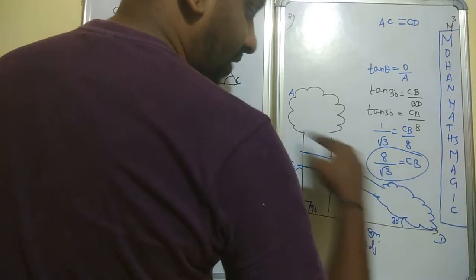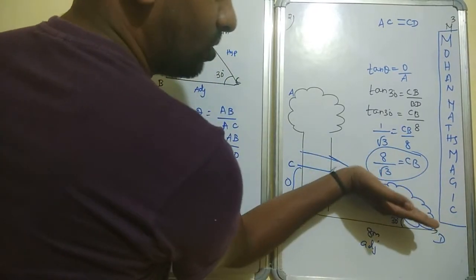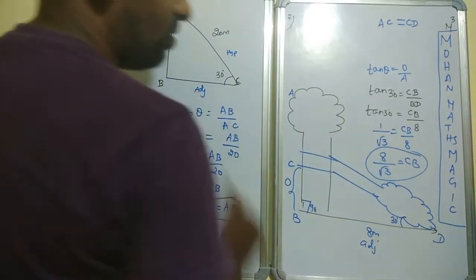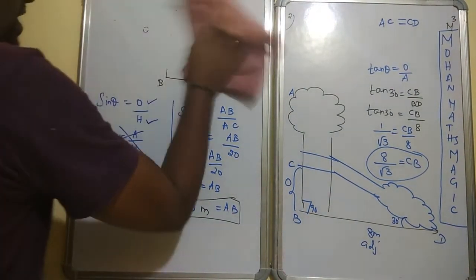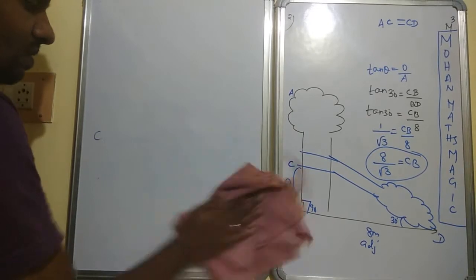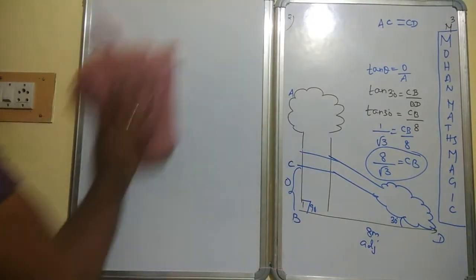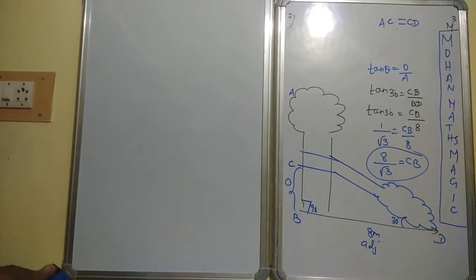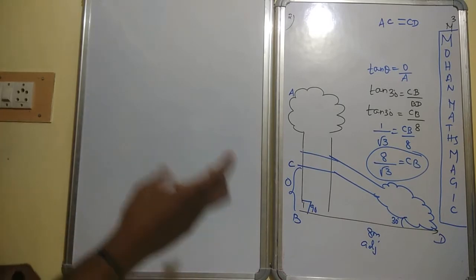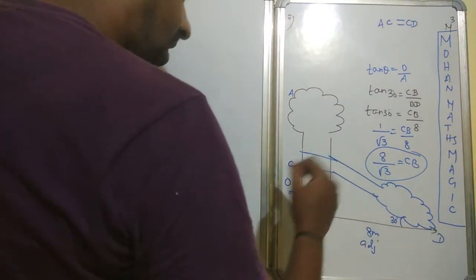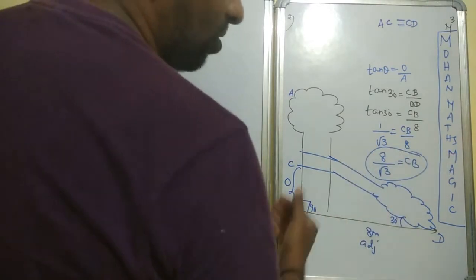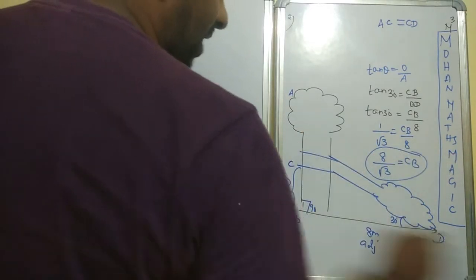So for that, I need to find the hypotenuse. How to find the hypotenuse? Now let me go to this side. So I have to find the hypotenuse. Again, three formulas: sin theta, cos theta, tan theta. The adjacent side is given. The opposite side I have found now. So the adjacent side is given. How to find the hypotenuse?